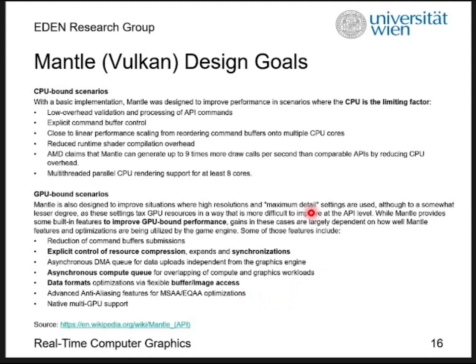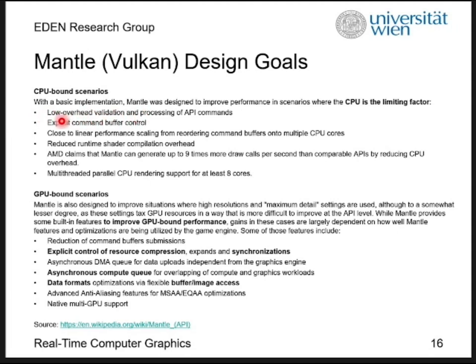So here we can see all of these design goals that went into Mantle and, of course, subsequently also into Vulkan. You would have scenarios where the CPU is the bottleneck, or scenarios where the GPU is the bottleneck. And in each of these scenarios, you really want to have a mechanism to make use of parallelism and multi-threading, in order to bring down frame time and get rid of this handbrake that you really don't need, and that's really not necessary.